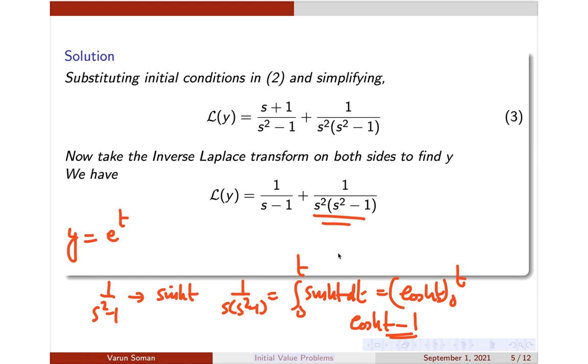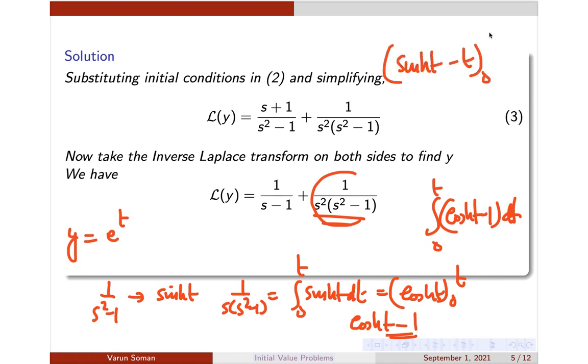Now to obtain the inverse Laplace transform of this one, I have to integrate again cos ht minus 1 dt in the limit 0 to t. Again, we get simply sin ht minus t in the limit 0 to t. So when you apply the limits, it is sin ht minus t. Sin h0 is 0, and t is 0. So the final value would be simply e raised to t plus sin ht minus t. Okay, so you should be very clear with the methods of doing inverse Laplace transform. Only then you can solve these types of problems.